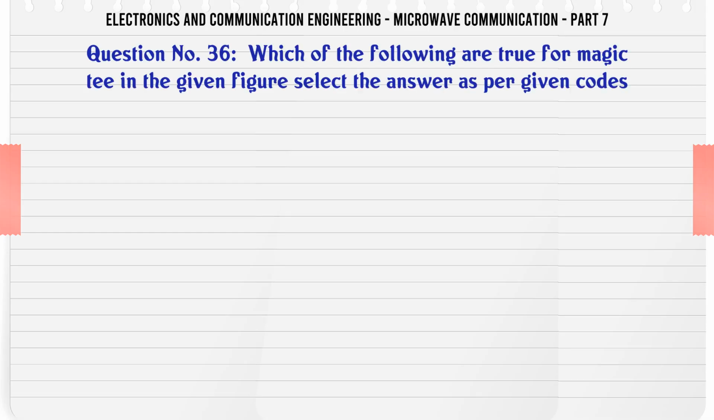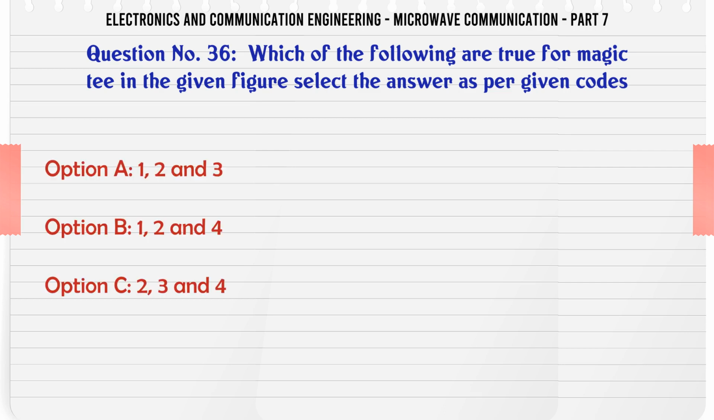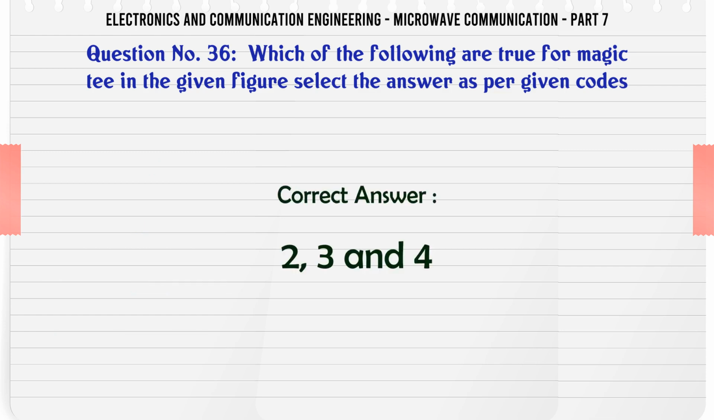Which of the following are true for magic T in the given figure? Select the answer as per given codes. A. 1, 2 and 3. B. 1, 2 and 4. C. 2, 3 and 4. D. 1, 3 and 4. The correct answer is 2, 3 and 4.